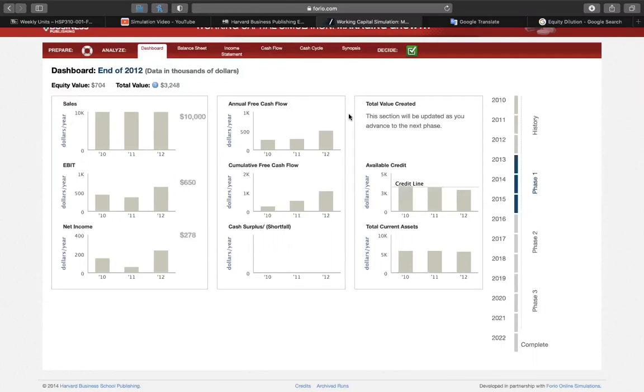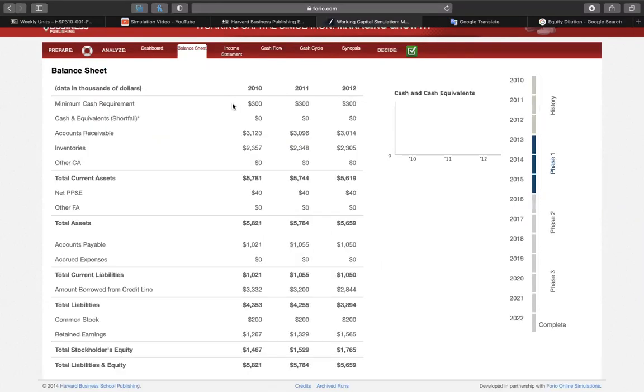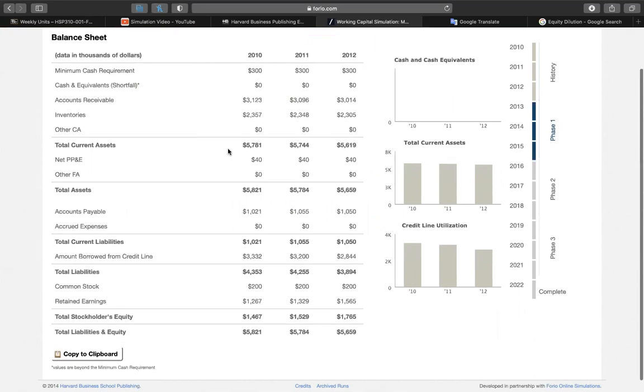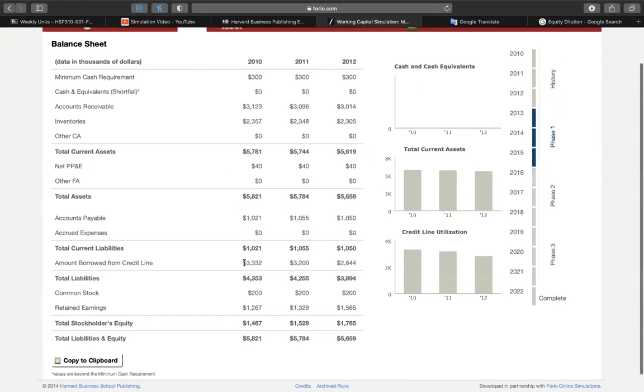Let's take a look at the balance sheet. On the balance sheet, you can review my firm's assets and liabilities. This is the firm's assets, like $300,000, and this is the total liability in 3 years.